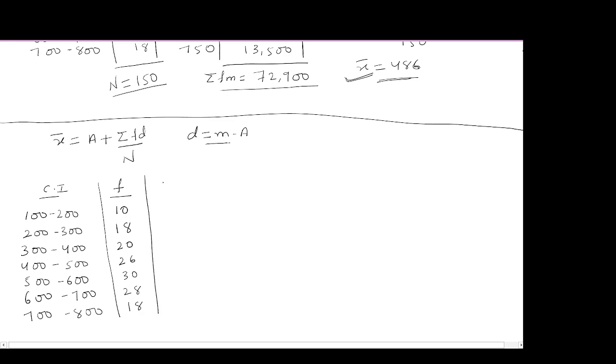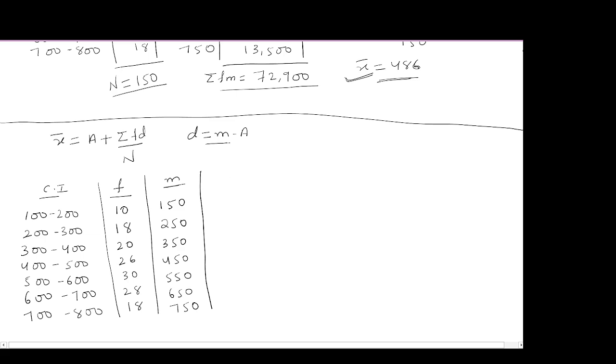Now as usual, my calculation continues. I have to calculate the midpoint of class interval because in the formula d we have m minus a. So it is understood that we have to calculate the midpoint of class interval. Already we have calculated, I am writing the same thing: 150, 250, 350, 450, 550, 650 and 750. So these are the midpoints of class interval.